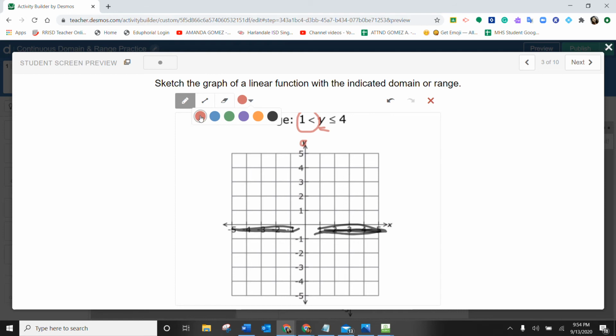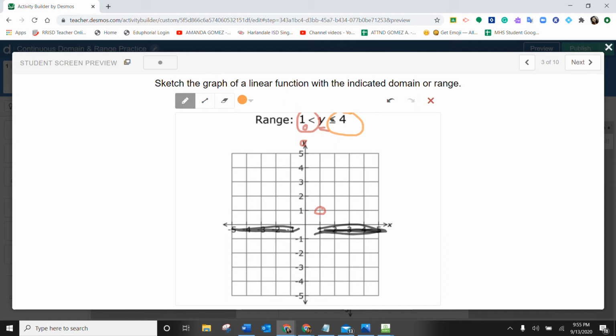So I want an exclusive, so that means an open circle at positive 1. Okay. Well, let's see. How about 1, 1? Why not? I'm going to put an open circle there. Okay, so now let's go to the other side.